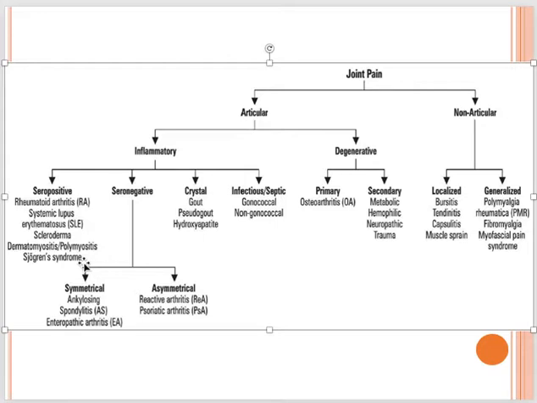Now, seronegative, you can see that they could be symmetrical as well as asymmetrical. So what is symmetrical? When both sides of the body are equally involved, like ankylosing spondylitis and enteropathic arthritis, and asymmetrical, reactive arthritis and psoriatic arthritis. And the crystal ones are like gout, pseudogout.